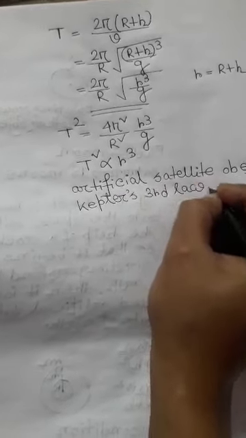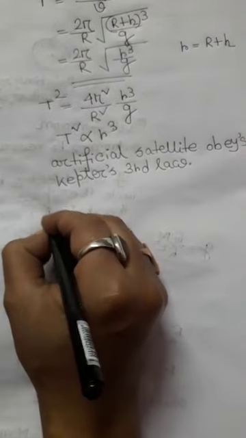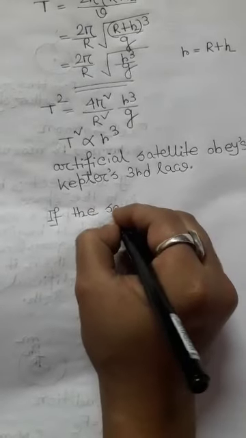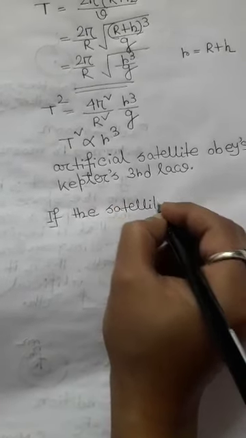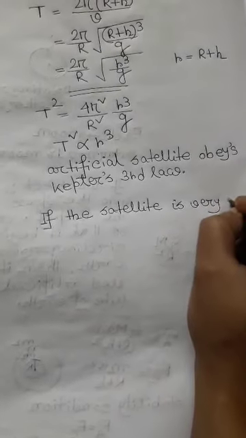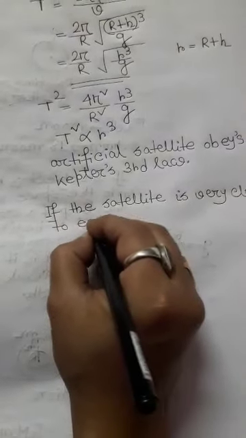Okay, so till now we have calculated the velocity and time period of revolution of a satellite revolving around the earth. Now there is a special case. What would happen if the satellite is very close to earth's surface?